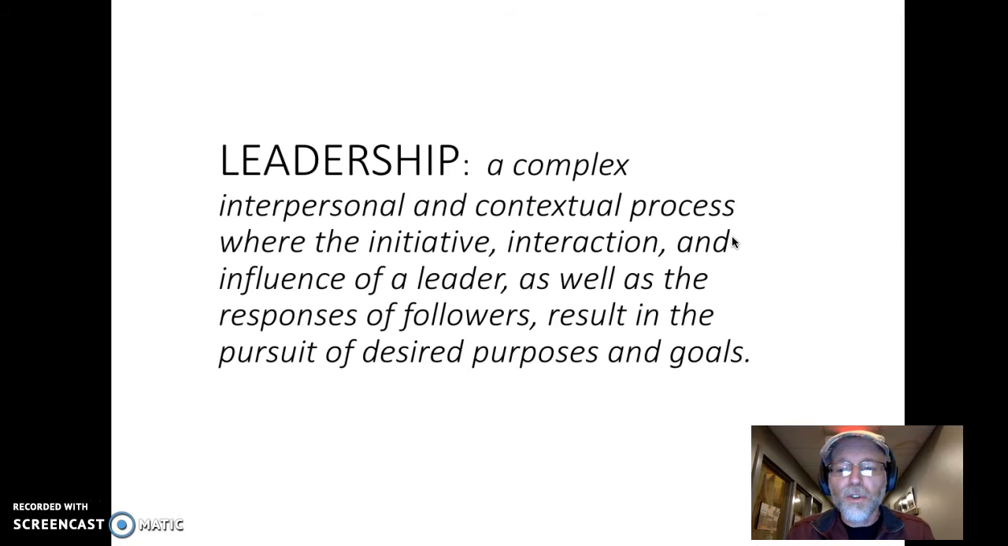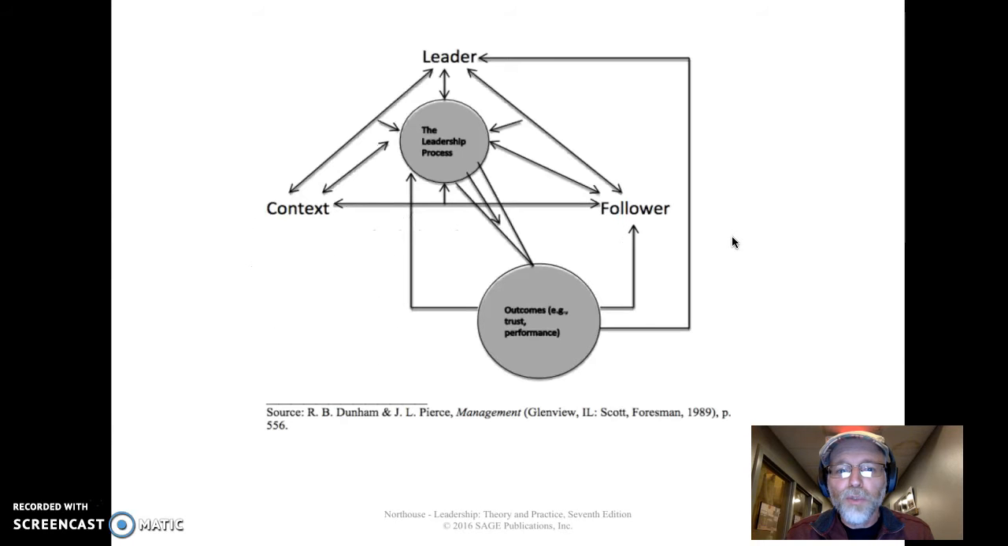work towards these goals. But now we come to 12 to 14 different theories and approaches for how they define not just leadership, but how they explain and define the way the leadership process works. When we come to this first one, trait approach, each of these we're going to put inside this Denham-Pierce model, where we look at the leader, the follower, the context, the process of leadership, and the outcomes.